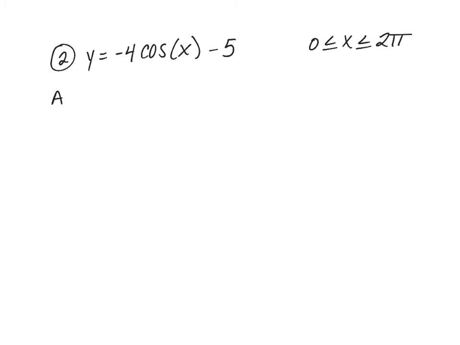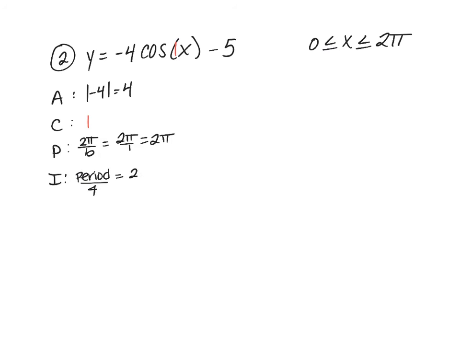So we've got our A, our C, our P, and our I. My amplitude in this one is the absolute value of the number in front, so the amplitude is 4. The number of cycles is the number in front of the x, which is 1. Period is 2 pi over b, where b is the number of cycles. So 2 pi over 1 makes 2 pi. My interval is period over 4. Period is 2 pi over 4, which reduces to pi over 2.